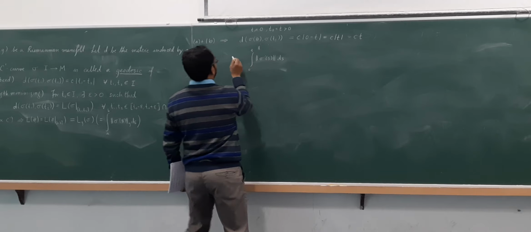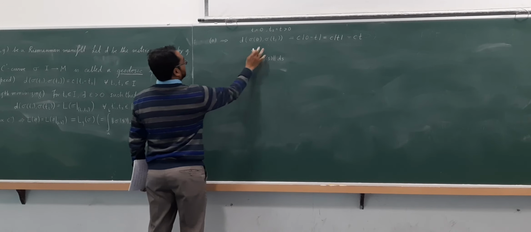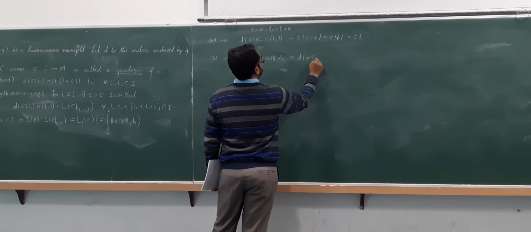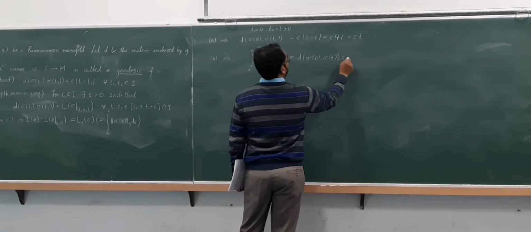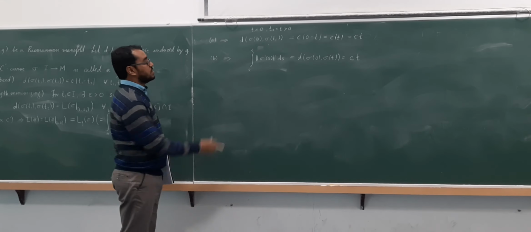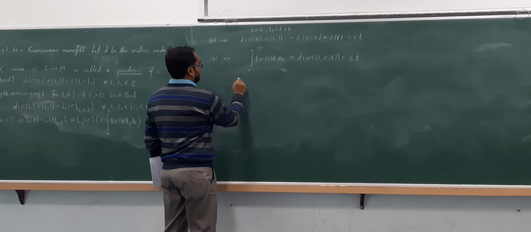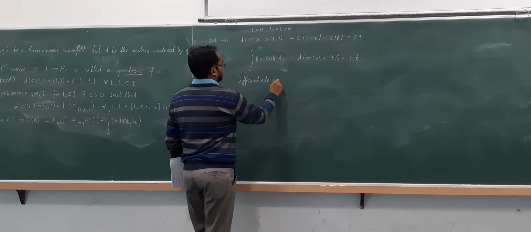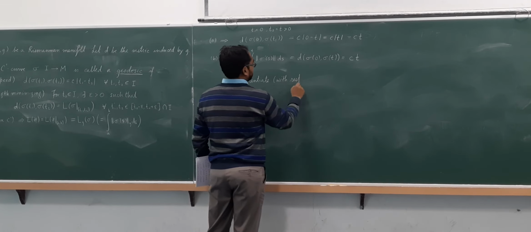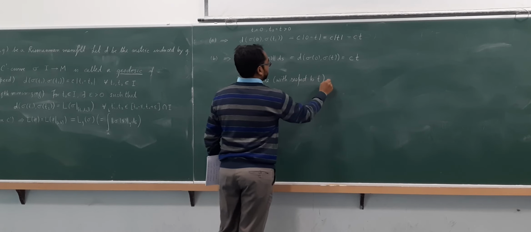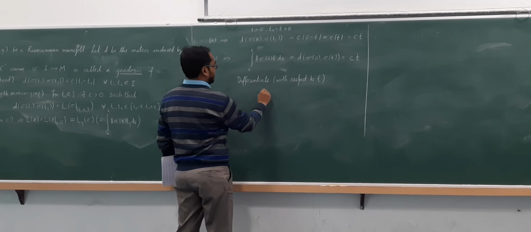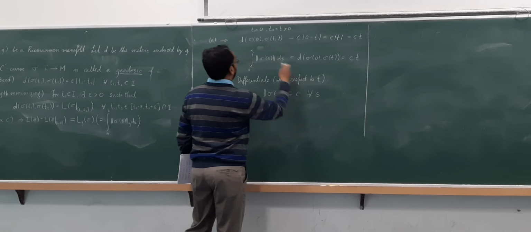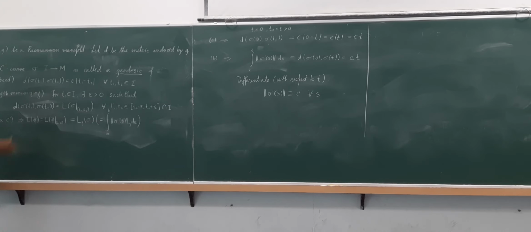So what is the upshot? A tells you this, right? And B implies this is equal to d(sigma(0), sigma(t)), which is equal to c, correct? So now if you differentiate both sides with respect to t, this is what we hinted at last time. Proposition 10. This holds for all s in this interval, but this whole interval is connected. So this is going to be true.